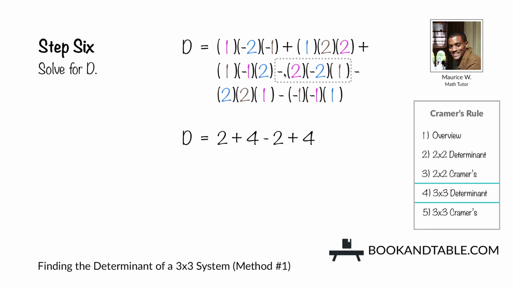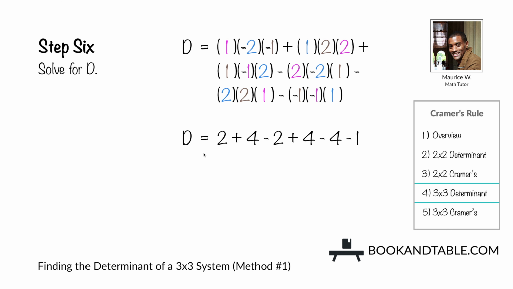And then we have minus 2 times -2 times 1. -1 times 2 is -2. -2 times -2 is +4. And +4 times 1 is +4. Then we have minus 2, which would be -2, times 2, which is -4, times 1, which is -4, minus -1. -1 times -1 is +1. +1 times -1 is -1. And -1 times +1 is -1.